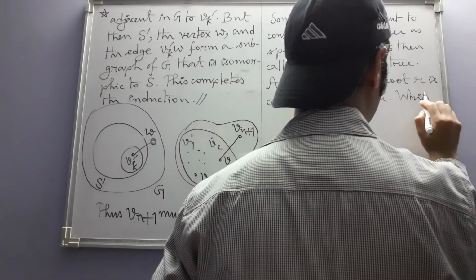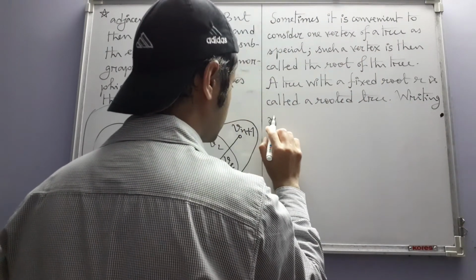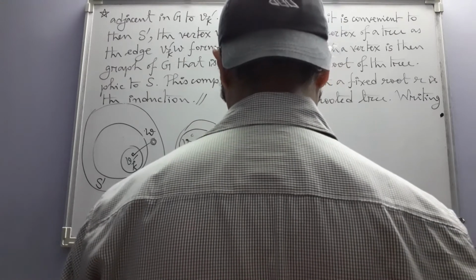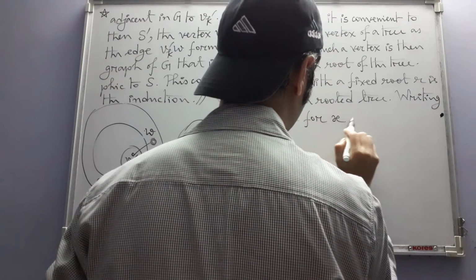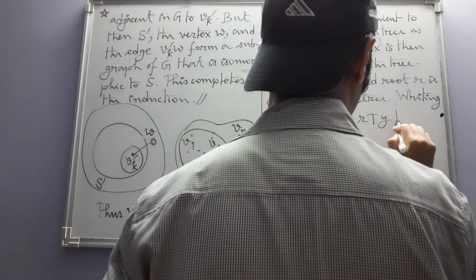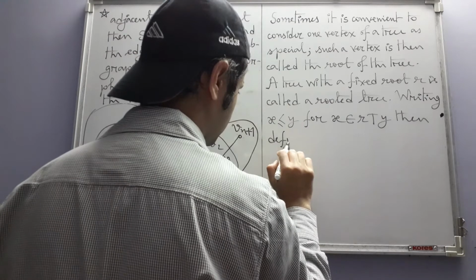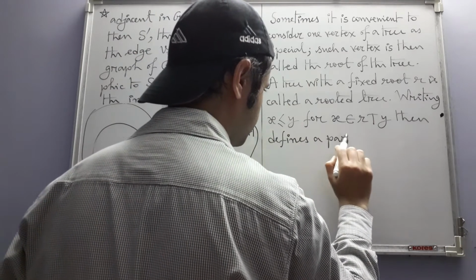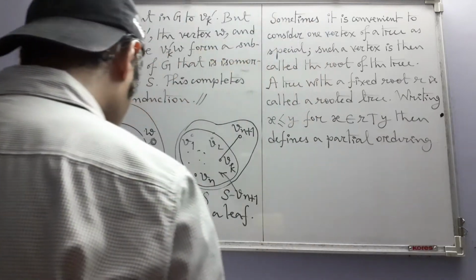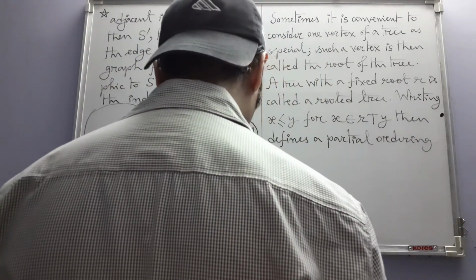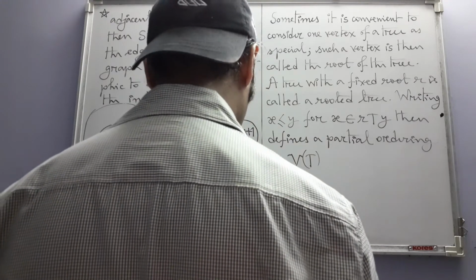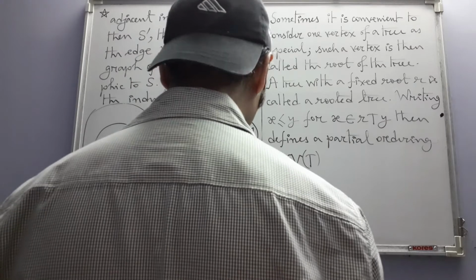Writing x less than or equal to y for x belonging to RTY then defines a partial ordering on the vertex set of the tree, the tree order.